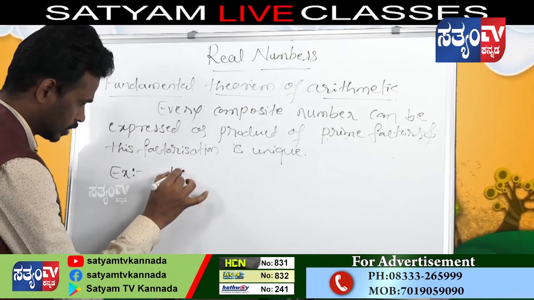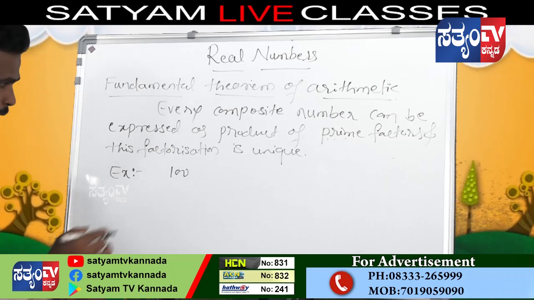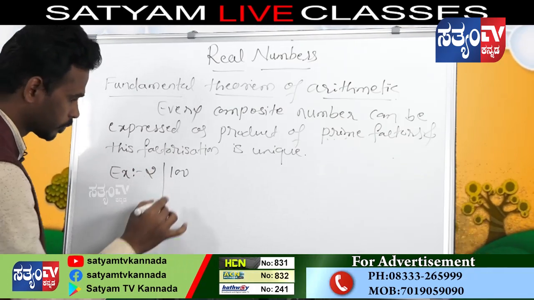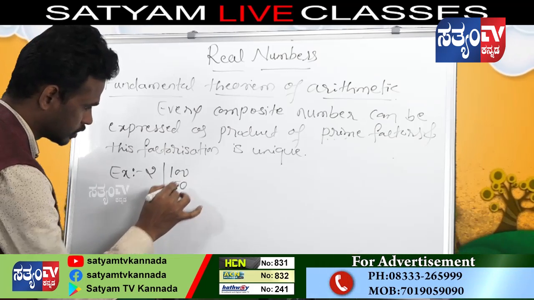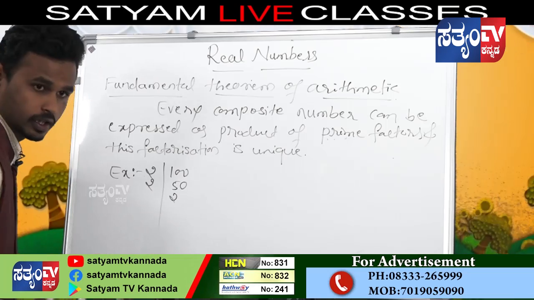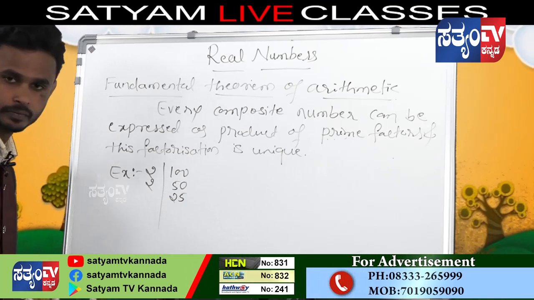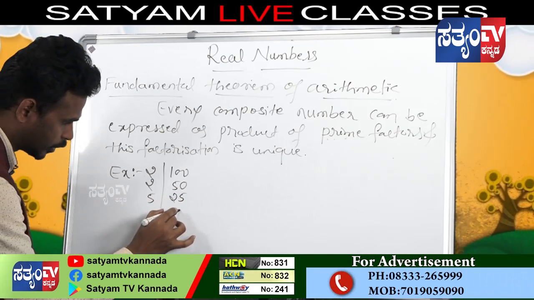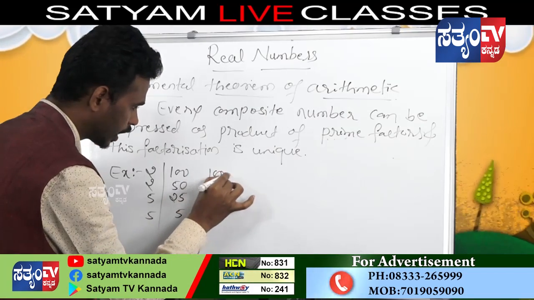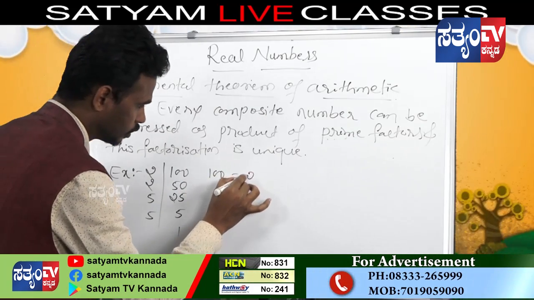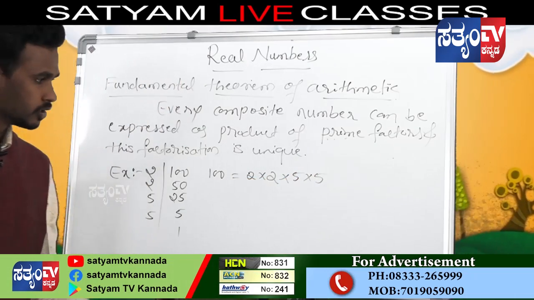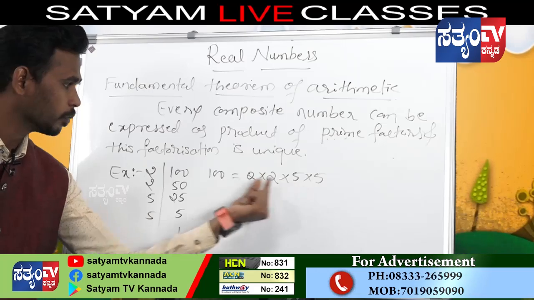Take 100. Factorize this one. You know that factorization. So 2 ones are 2, 2 twos are 4, 2 fives are 10, and 5 fives are 5, ones are. So 100 we can write as what? 2 into 2 into 5 into 5. So this is the factorization of 100.